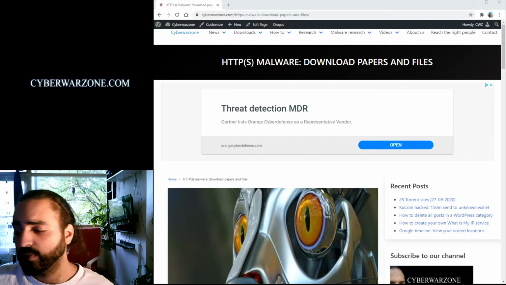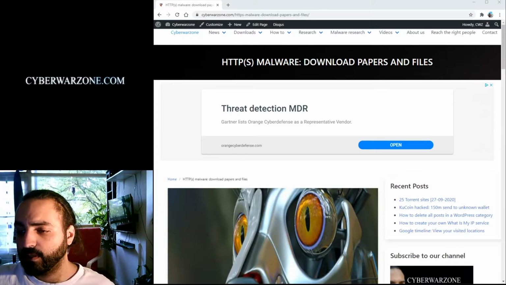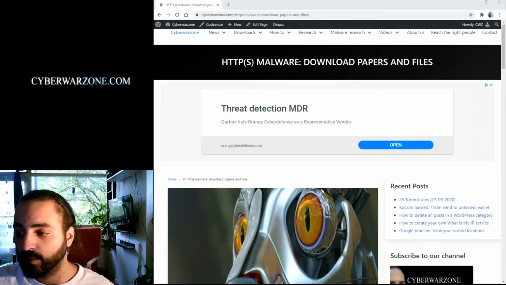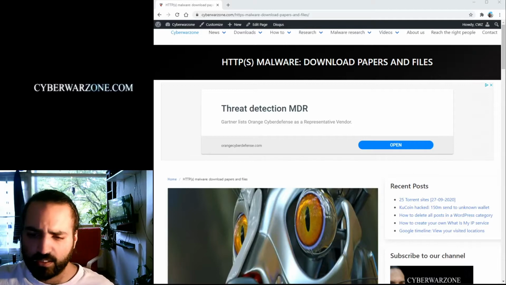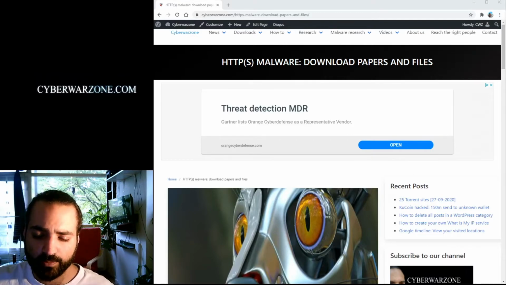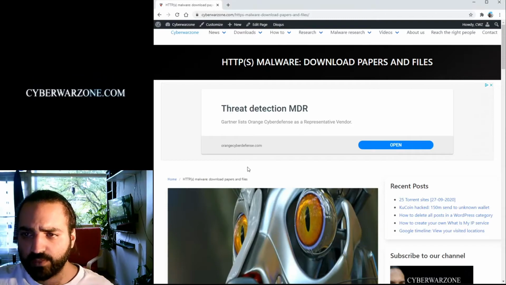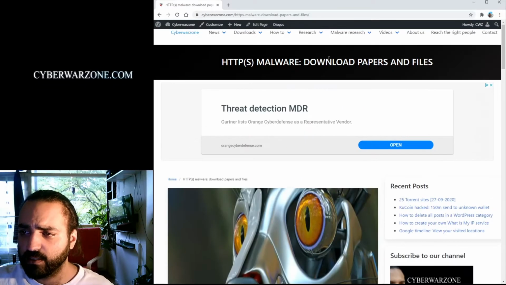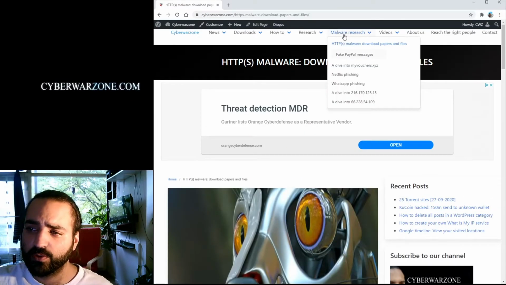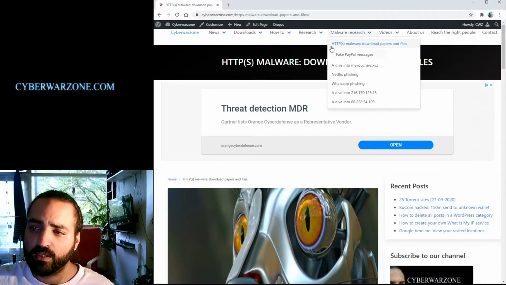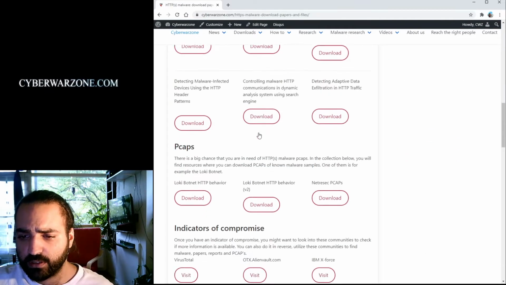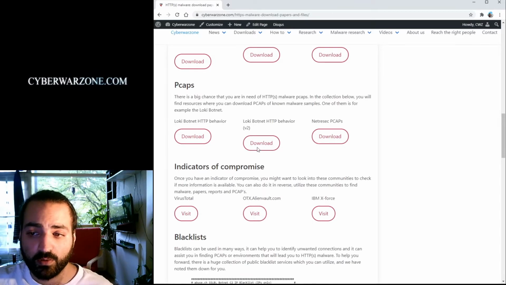HTTP research. You will find a collection of pcaps, papers, blog lists, blacklists, and yeah, this is a good set to help you forward, I hope. I have collected the resources on this page. You can find it in the menu if you go to malware research, and there you will find HTTP malware, download papers and files. And yeah, you have the papers, you have some pcaps, and I will make sure to add more and more here.